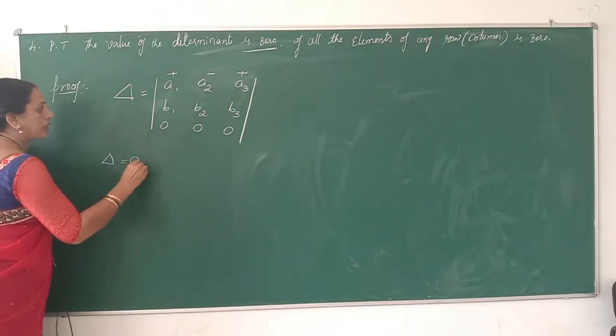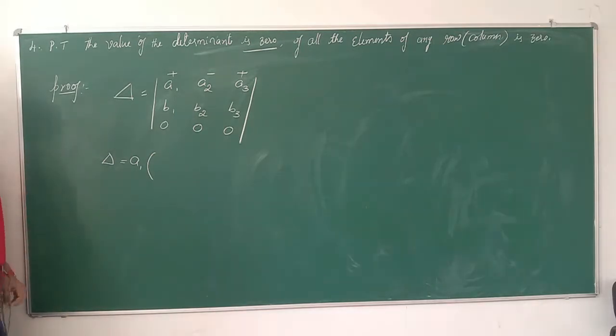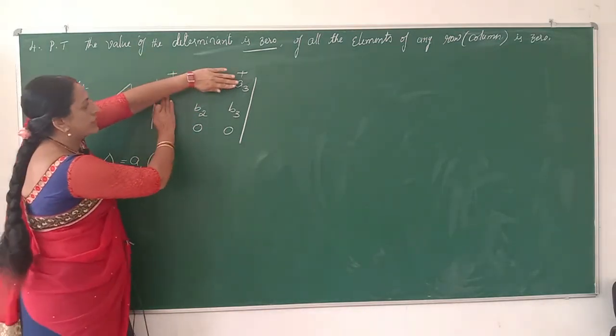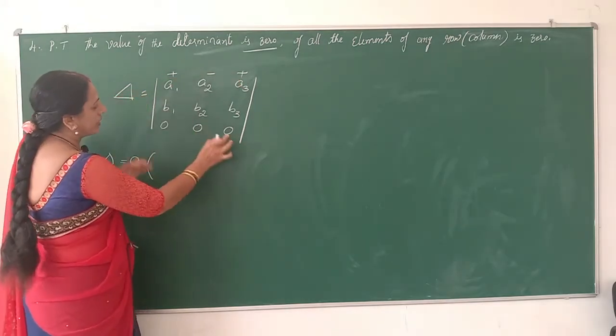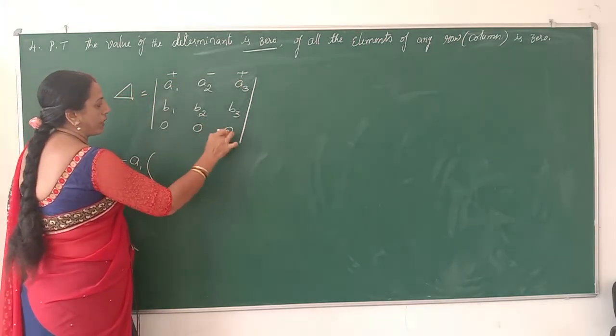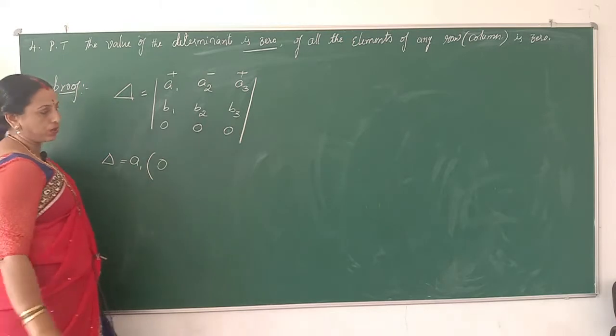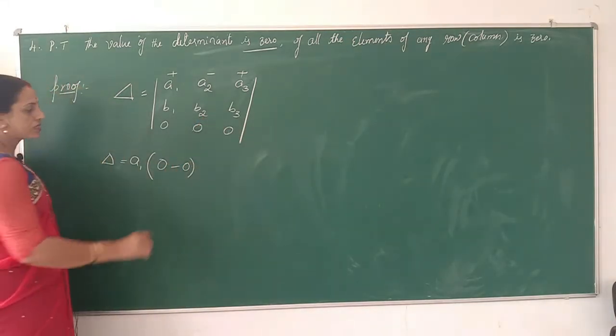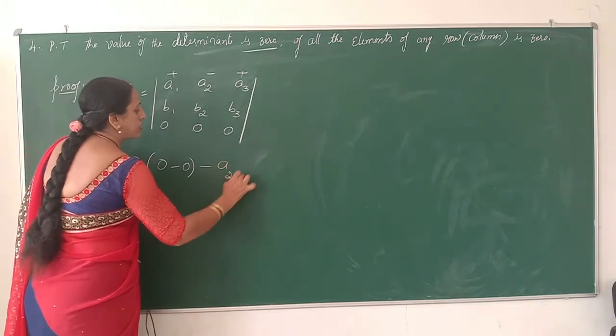Now the first element is a1. A1 is an element of the first row, first column, and these elements get neglected and the remaining get cross multiplied. b2 into 0 is 0 minus a3 into 0 is 0. Similarly, the second element is a2.